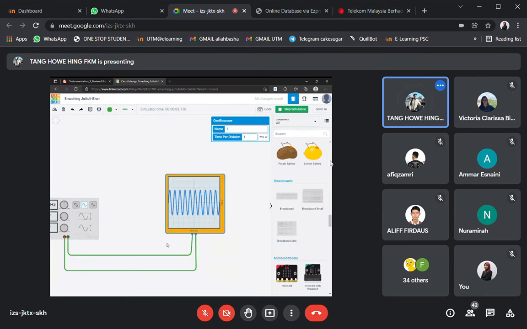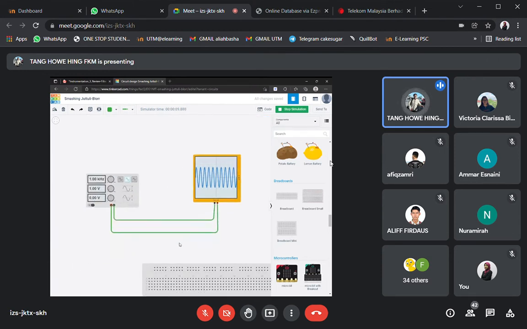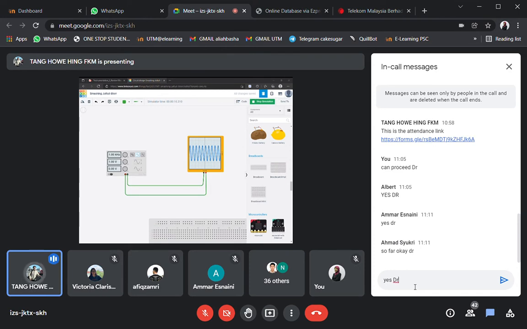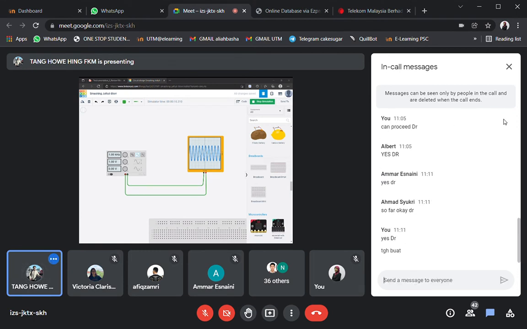Okay, so far so good, everyone? How to use this function generator and the oscilloscope? Everyone? Are you all right? Why is it so quiet? Or you are still testing it? Oh, you're still doing it. Okay, all right.